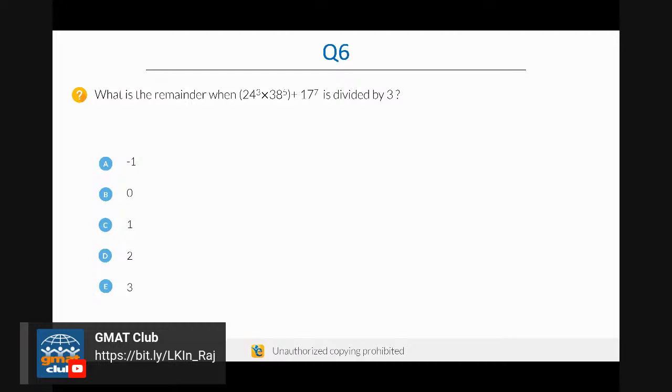5, 4, 3, 2, and 1. So let's see how we go about doing this. So what we are asked is, what's the remainder of this complex expression when this sum of two numbers is divided by 3? So we have got to find the remainder for this entity over here.